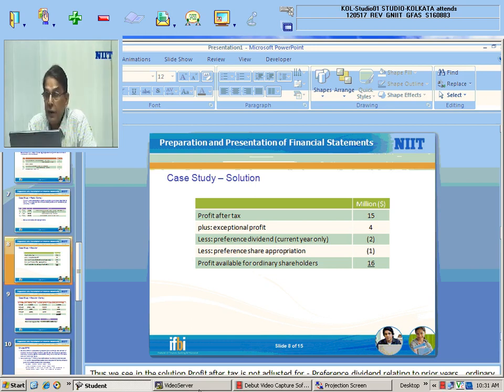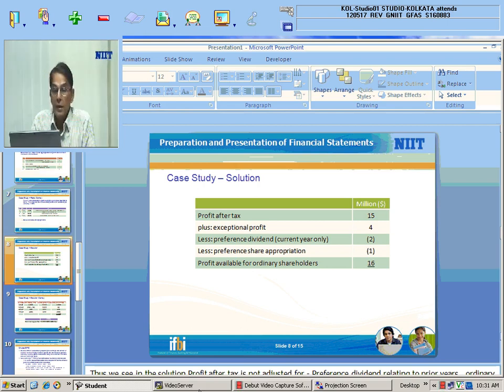So less preference dividend, current year only, is 2 million, because the total cumulative dividend for 2 years is 4 million. So for 1 year, for the current year, it is 2 million. Less preference share appropriation, 1 million. So profit available to the ordinary shareholders is 16 million: 15 plus 4 minus 2 minus 1. That is the profit we have to consider for the calculation of the BEPS.